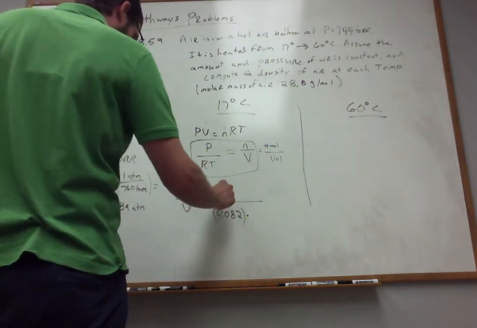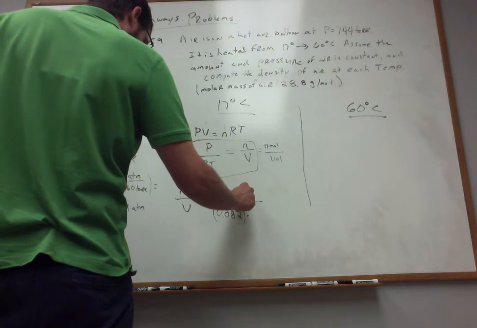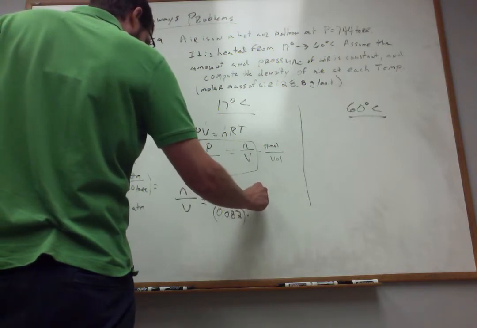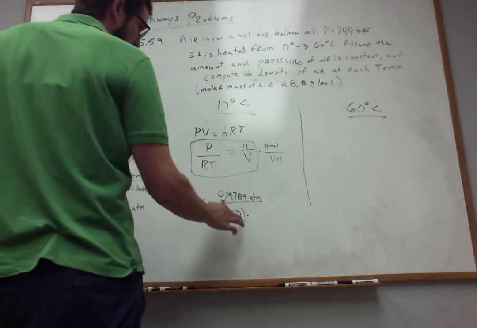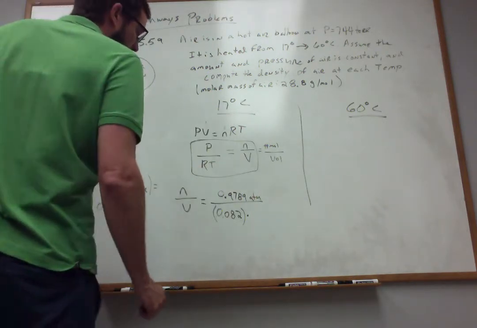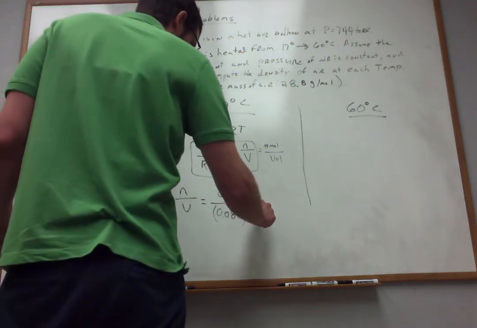And I'm going to plug that in the numerator, 0.9789 atm. Going to divide by my R. I just need to plug in a T. Now you might think, oh, I'll just plug in 17, right? But that would be, of course, completely wrong, because whenever you use these gas laws, you must use Kelvin temperatures. So I need to convert to Kelvin, okay?